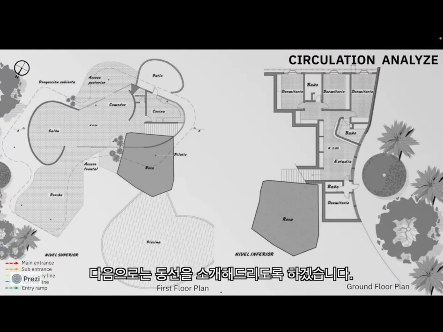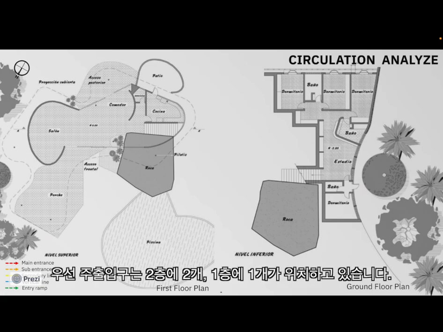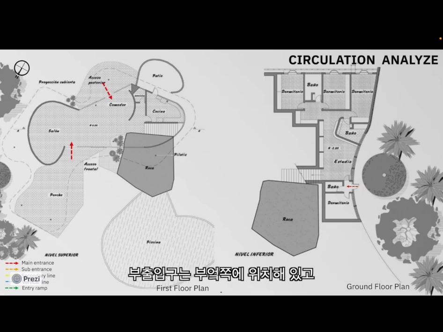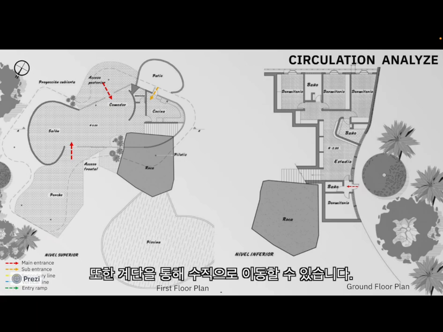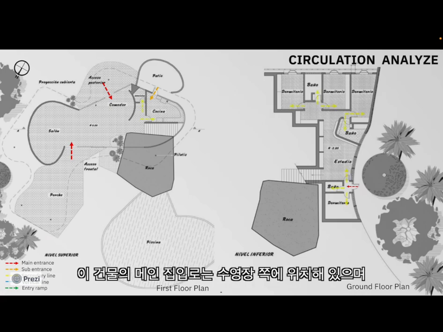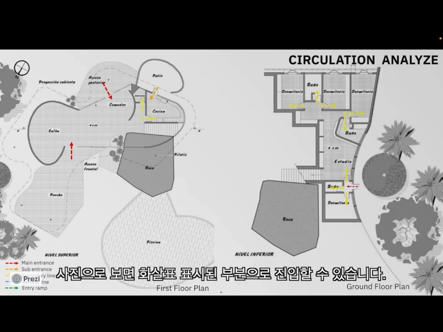Next, I will introduce the movement line. First of all, there are 2 main entrances on the first floor and 1 on the ground floor. The sub-entrance is located on the kitchen side, and the secondary line is marked in yellow. Vertical movement can be done through stairs. The building's entry ramp is located on the swimming pool side, and you can enter the allowed area in the picture.